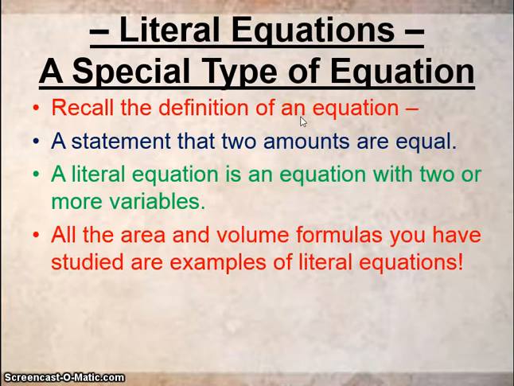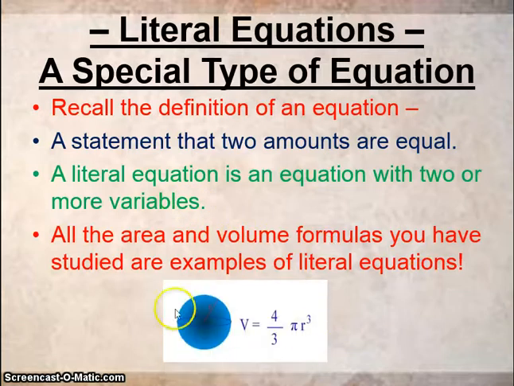This is nothing new because all of the area and volume formulas that you've previously studied are examples of literal equations. So when you are looking at the volume of a sphere and you are using this formula, this was a literal equation. It had more than one variable. In this case, it actually had 2. V stood for volume and R stood for radius.